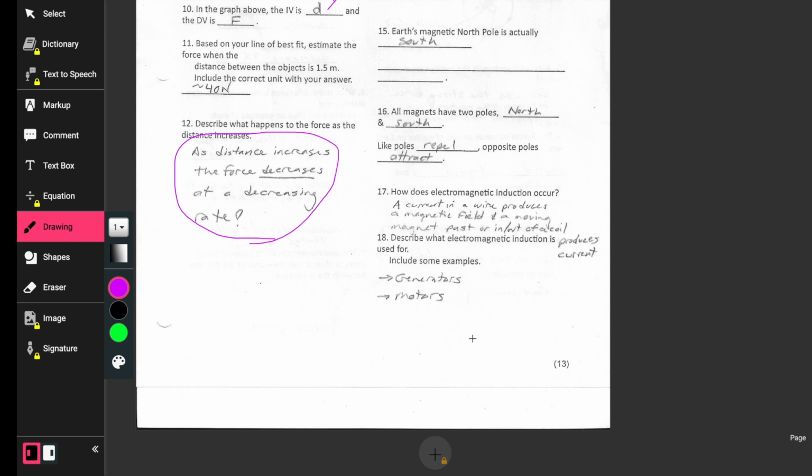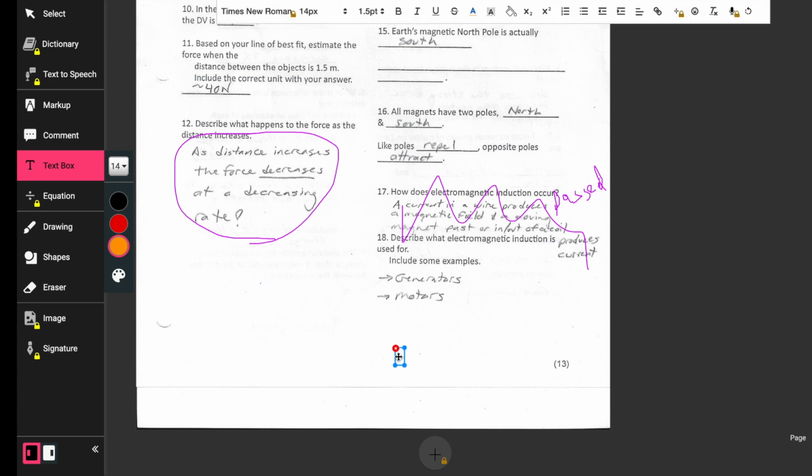How does electromagnetic induction occur? A current in a wire produces a magnetic field, and a moving magnet passed. Here, let me retype this. Electromagnetic induction. It can actually be two sides of the same coin. You can have a current creating a magnetic field, or you can have a magnetic field creating a current. We actually use both principles at the same time to do all kinds of stuff.